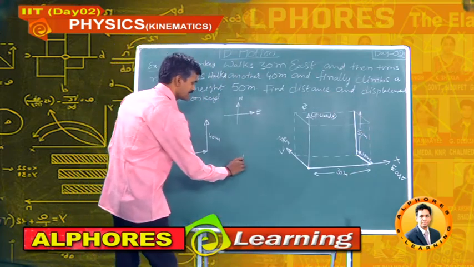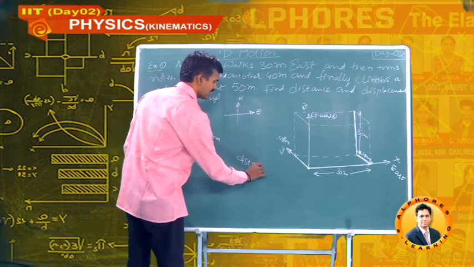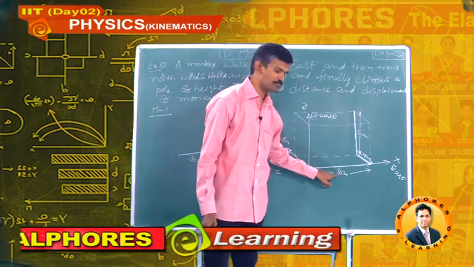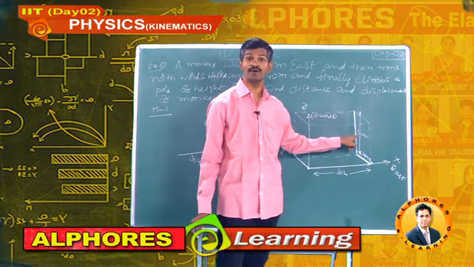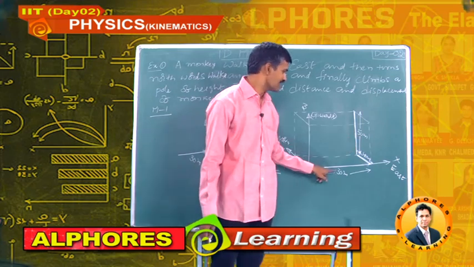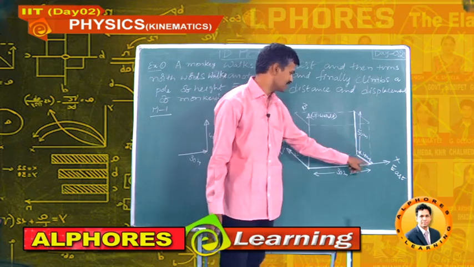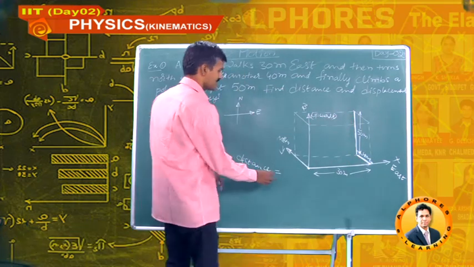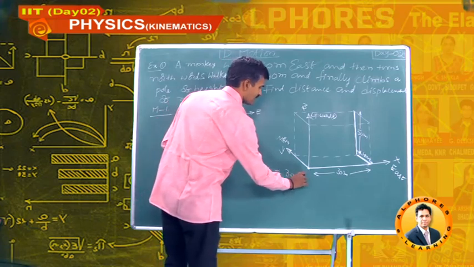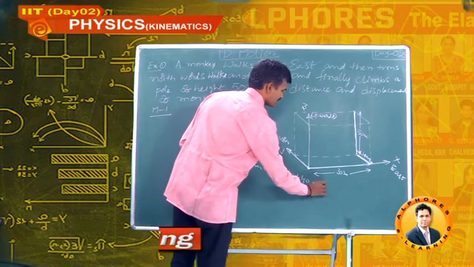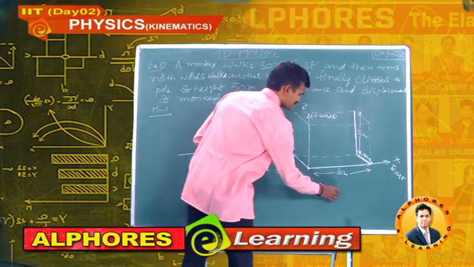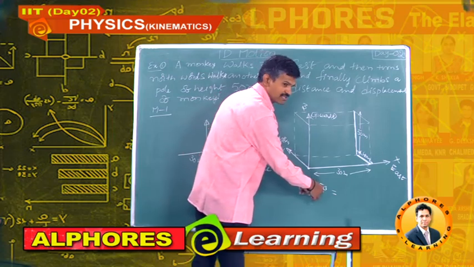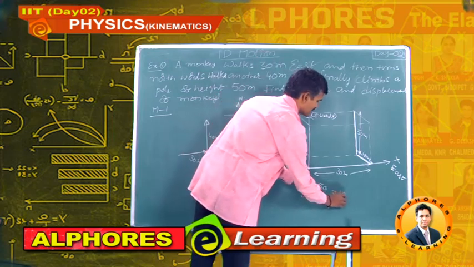So, clearly distance travelled by the monkey is 30 meters plus 40 meters plus 50 meters. What is distance? Distance is actual length of the path. Monkey walks like this and then takes a turn and then climbs the pole. So, this is 30 plus 40 plus 50. Distance travelled by the monkey is 30 plus 40 is 70, 70 plus 50 is 120 meters.